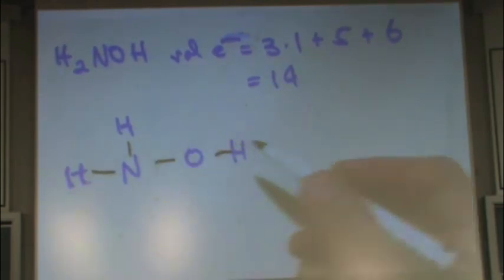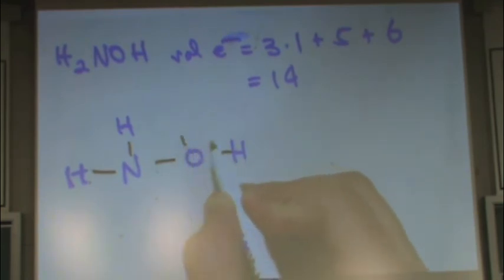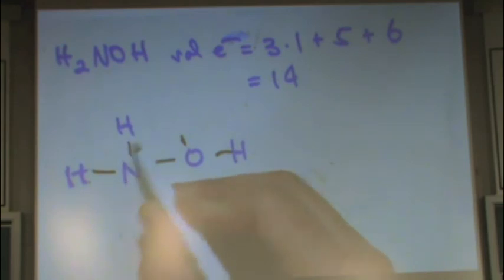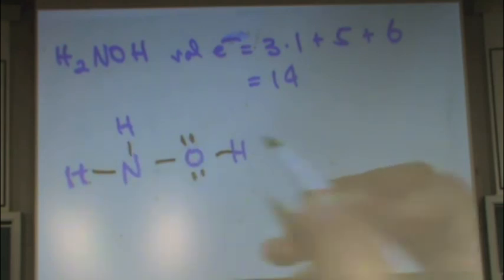Outer atoms, but they're all hydrogens, so that won't work. So 2, 4, 6, 8, 10, 12, and then let's do the nitrogen, 14. Everything has an octet. Okay, what's the formal charge on all the hydrogens right now? 0. Nitrogen, 0. Oxygen, 0.